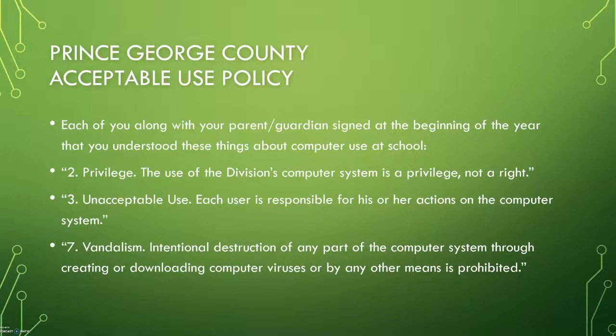The Prince George County Acceptable Use Policy. Each of you, along with your parent or guardian, signed at the beginning of the year that you understood these things about computer use at school. A few of the sections that I'll highlight is Section 2. The use of each division's computer system is a privilege, not a right. Each user is responsible for his or her actions on the computer system. Intentional destruction of any part of the computer system through creating or downloading viruses or by any other means is prohibited. So we're going to take a minute to talk about a few of the things that are prohibited but you guys have been taking part in on the computers here at school.